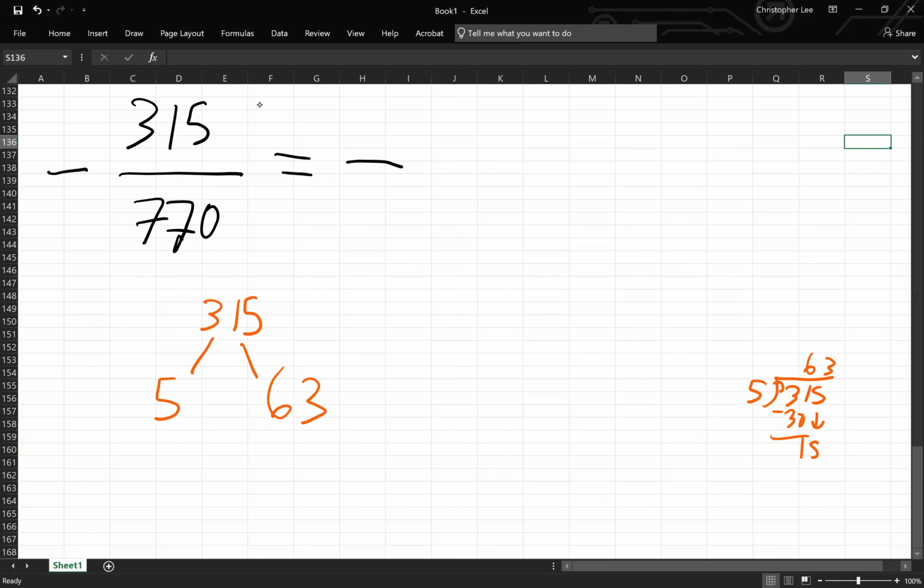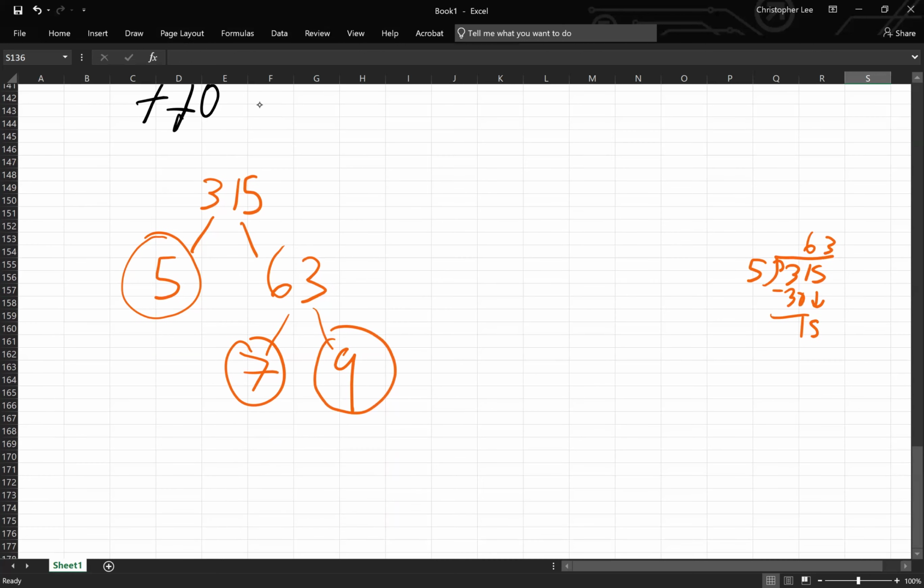Now, here's the thing, right? 5 is a prime number, so I could stop right here at 5. But 63 is not prime. I could go further, right? I could break that into what? Not 3. I mean, yeah, 3 times 21. Yeah, but something else I'm thinking of. I'm thinking of 7 times what? 9.